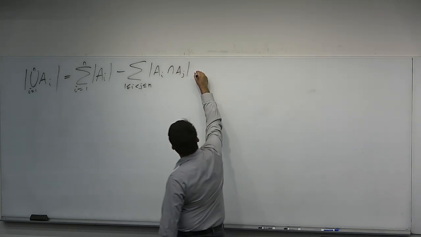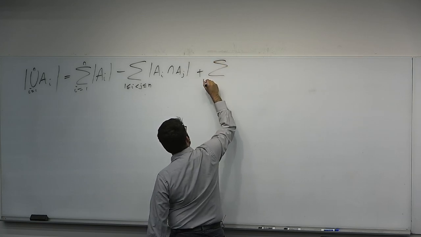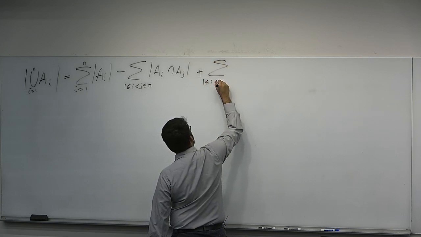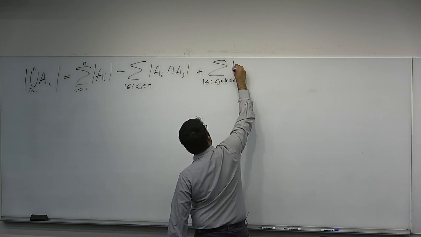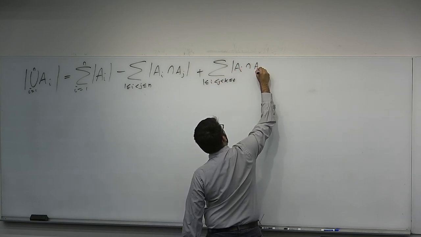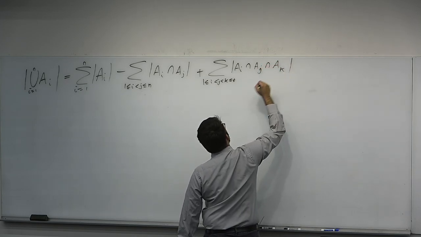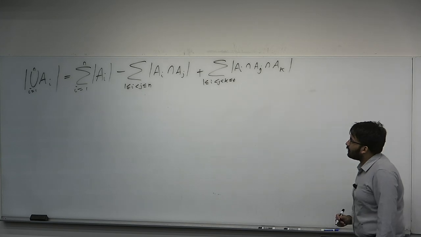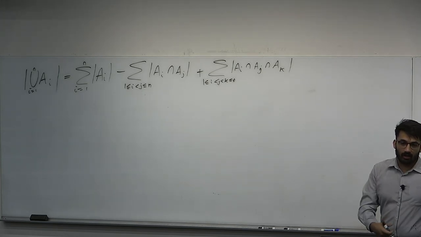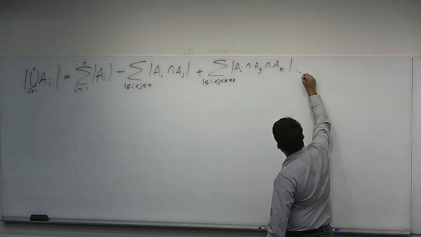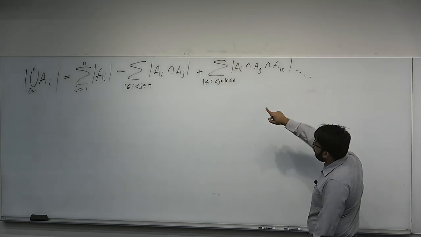Then I'm going to add in, for all triples of sets, 1 less than or equal to i, less than j, less than k, less than or equal to n, of A_i intersect A_j intersect A_k, right? But now I have added that back in, and suddenly I've overcounted. I need to now undercount again. So what we're going to do is just dot, dot, dot, and the last term in this is going to be positive or negative.